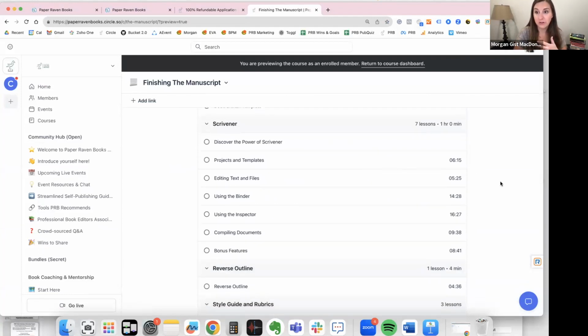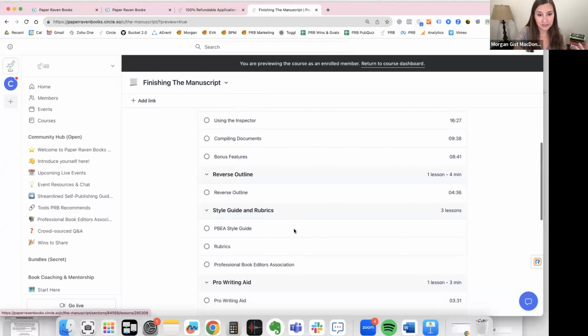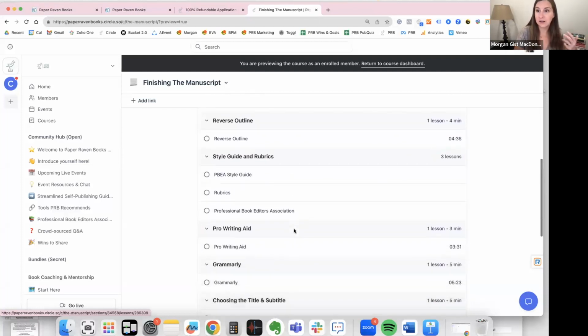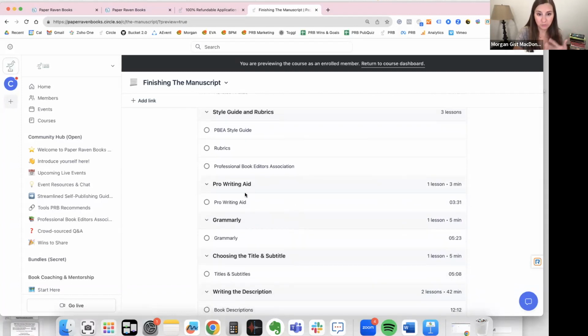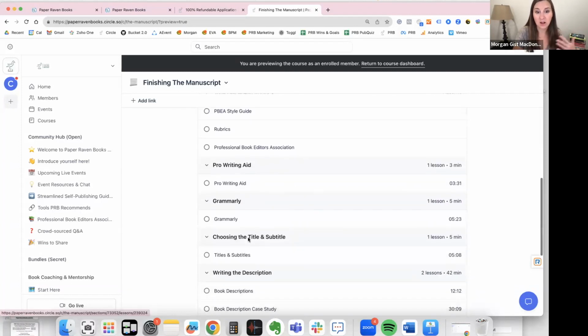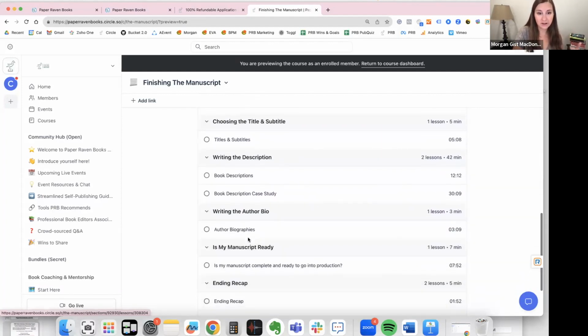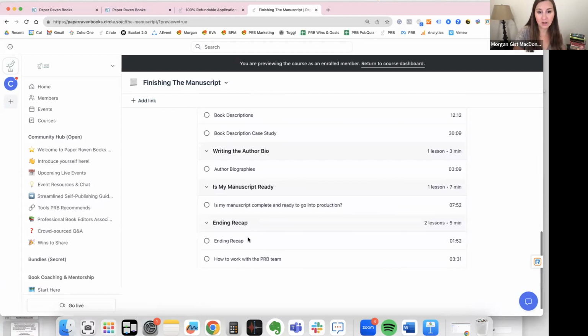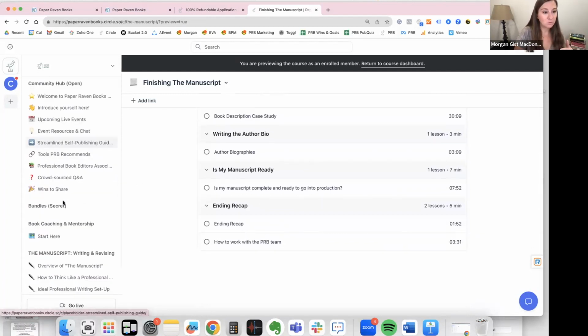If you already love Scrivener, great. If you have not yet discovered it, it's really powerful for organizing in the way that we talk about with these narrative arcs. Your reverse outline, style guide, and rubrics help with the editing process. I mentioned that we use ProWritingAid and Grammarly for a lot of copy editing. There are discussions around the subtitle and title, the description, your author bio, and all those final finished pieces.